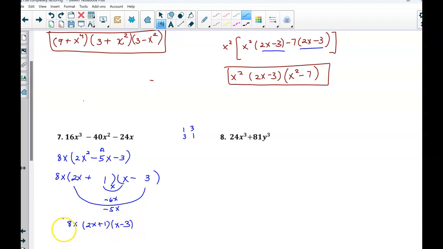And again, if you would like to use split the middle instead of trial and error, by all means, that's totally up to you. Okay. The next problem.